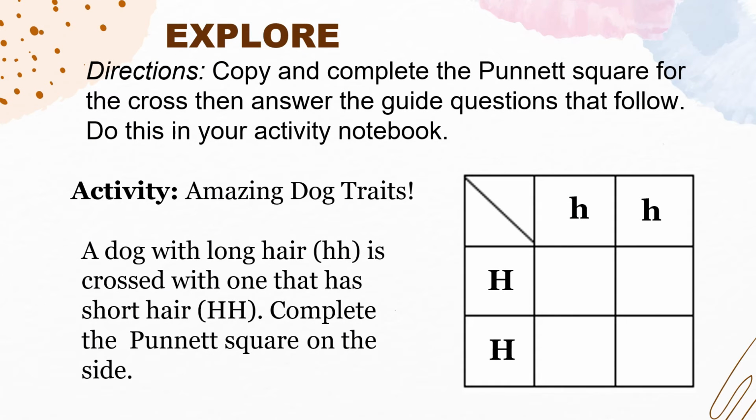This time, learners, let us explore the Mendelian principle of inheritance through this activity. Directions: copy and complete the Punnett square for the cross, then answer the guide questions that follow. Do this in your activity notebook. This activity is entitled Amazing Dog Traits. A dog with long hair is crossed with one that has short hair. Complete the Punnett square on the side.